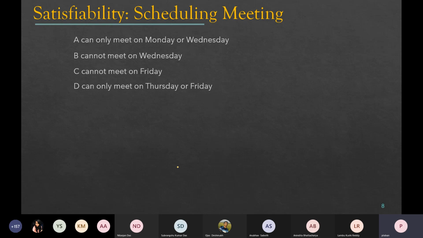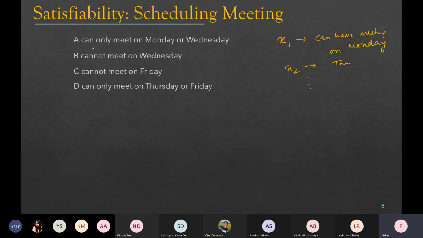The other constraint is that they can meet only once in a week. So how do we model this as a satisfiability problem? Let us define the variables: x1 means we can have a meeting on Monday, and x2 means a meeting on Tuesday, and so forth. Now, how do we represent that A can meet only on Monday and Wednesday?